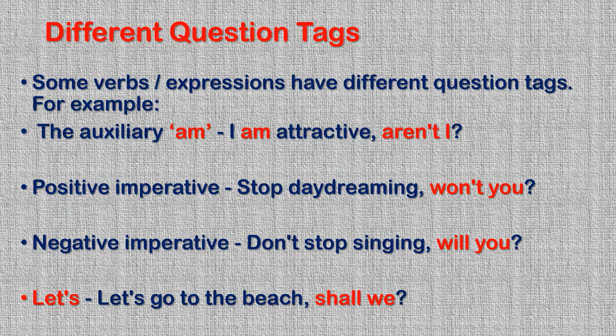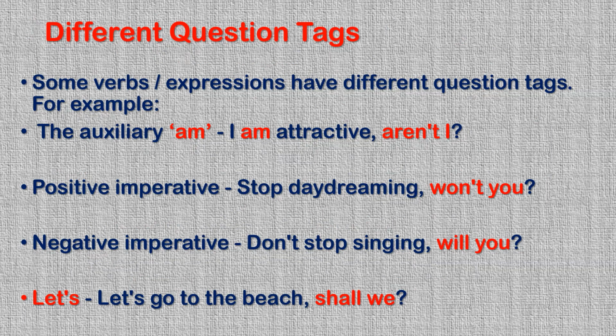Some verbs or expressions have different question tags. It means they are different from the auxiliaries used. For example, the auxiliary am is there in the sentence I am attractive. The question tag is aren't I?